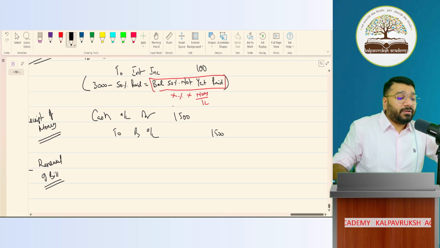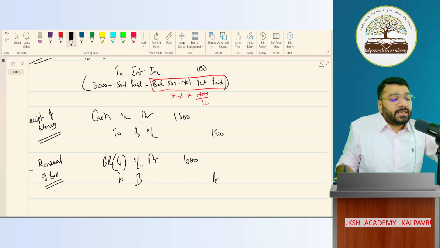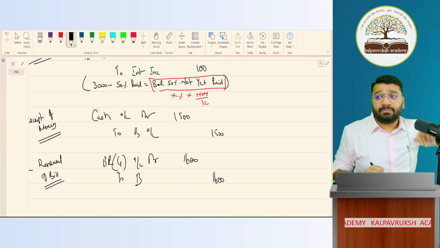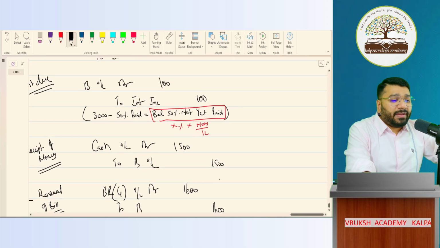Tell me now. BR4 account debit, how much? 1,600. To B, 1,600. Now tell me what is the balance in B's ledger? 0. What is the balance in BR4 ledger? 1,600. Now can we combine all the three?